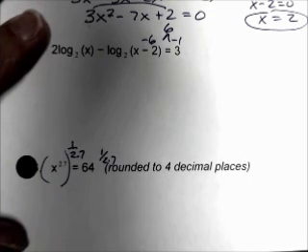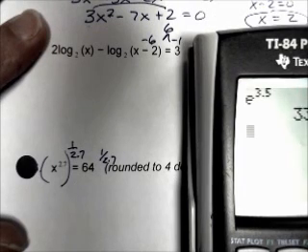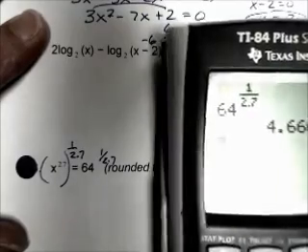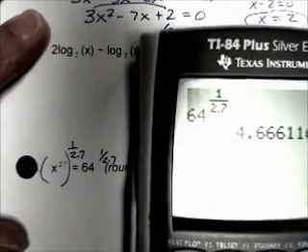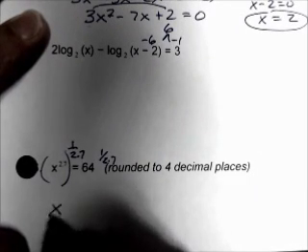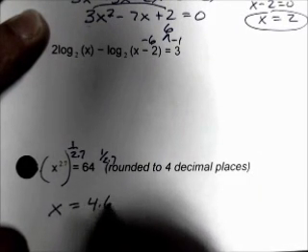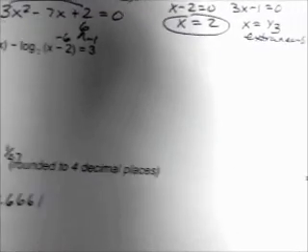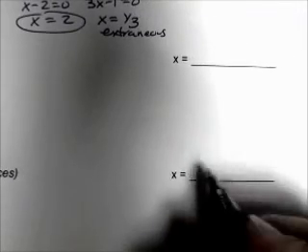All right, so go to the calculator and take 64 and raise it to the fractional exponent of 1 over 2.7. And rounding to 4 decimal places, x equals 4.6661. All right, just a little bit of a refresher there.